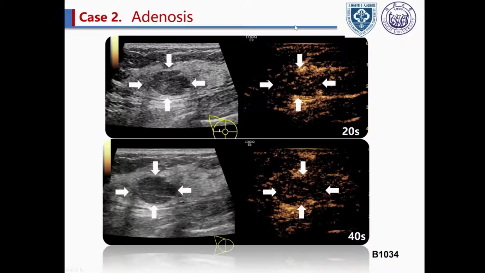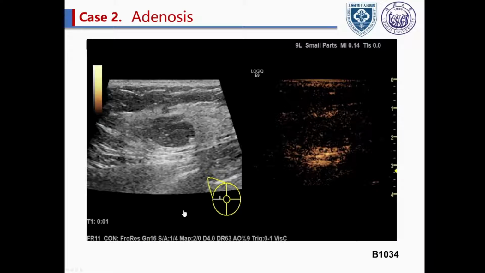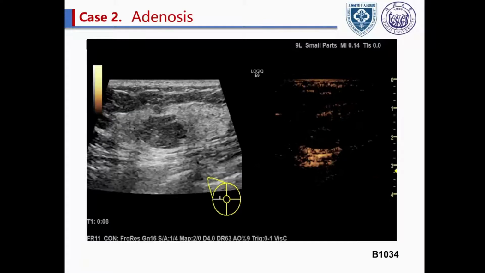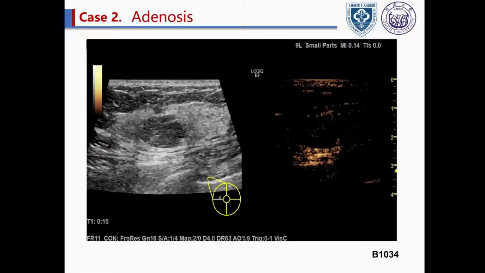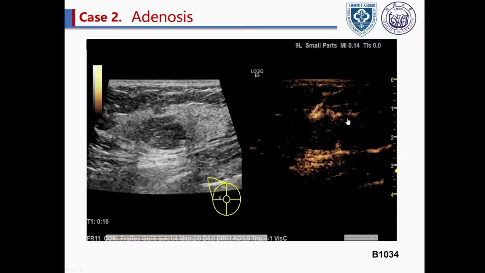We can see that the same surrounding breast tissue. And let's have a look of the dynamic enhancement process. Very slow. So this lesion also shows a high ISO enhancement. And we cannot see the margin of the lesion on US.